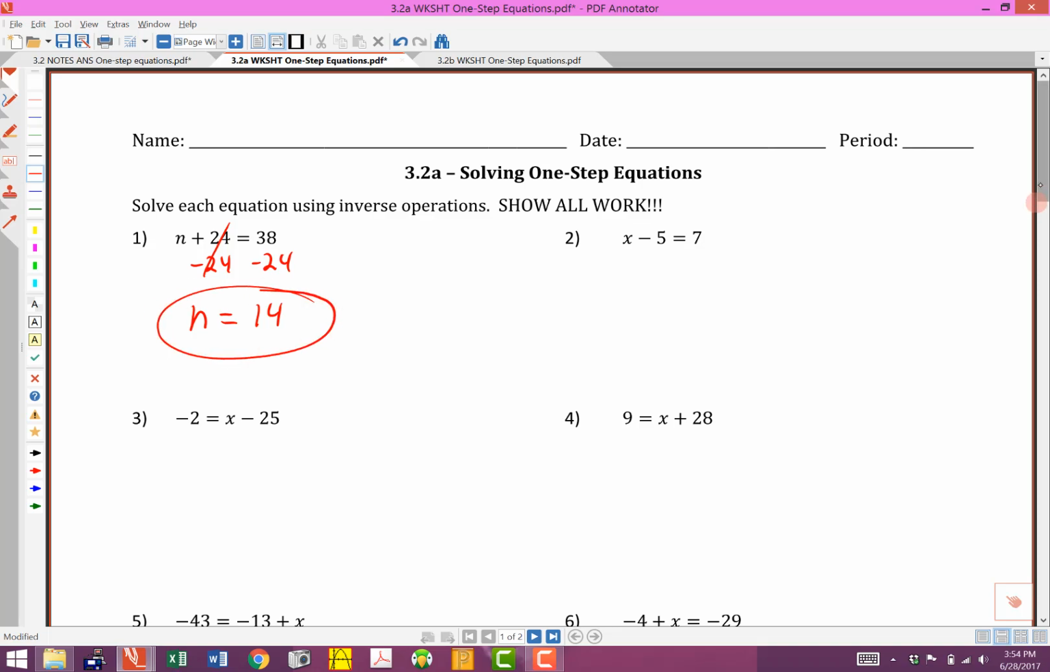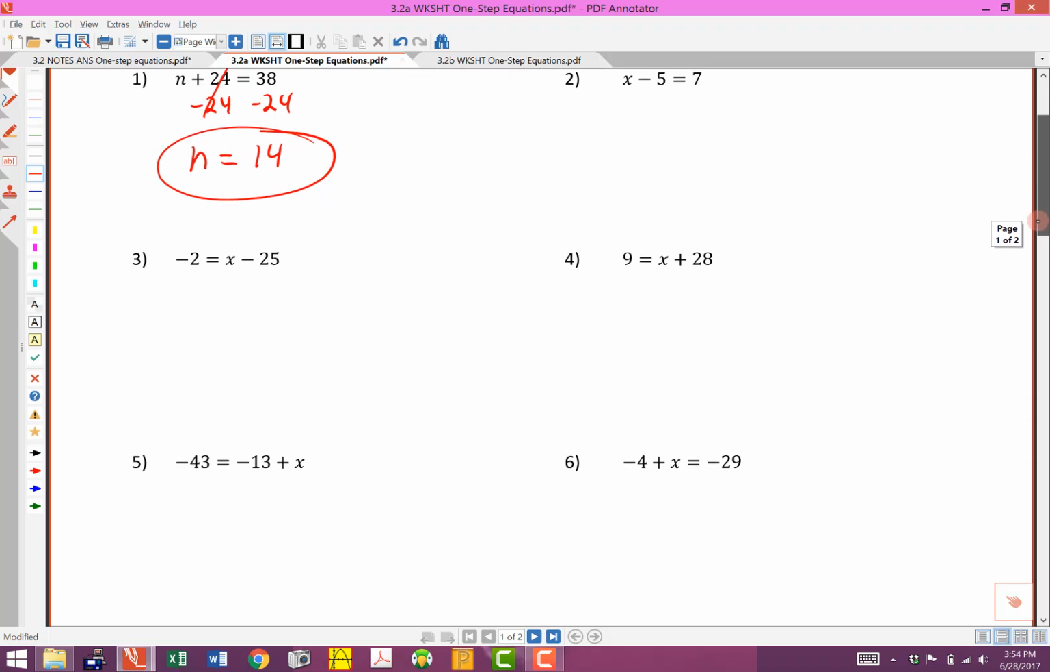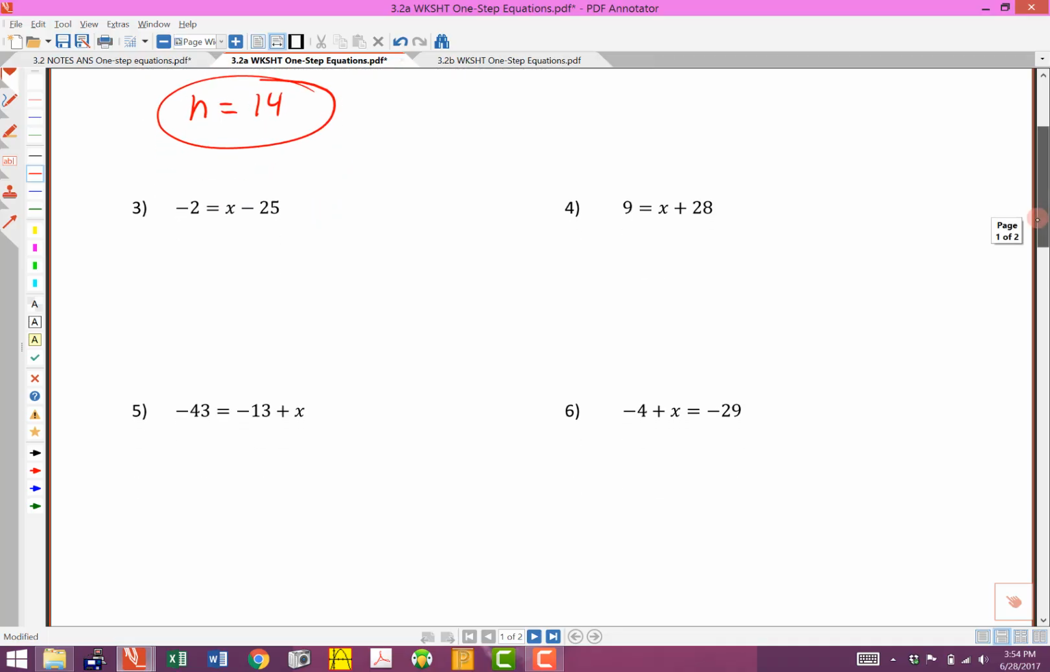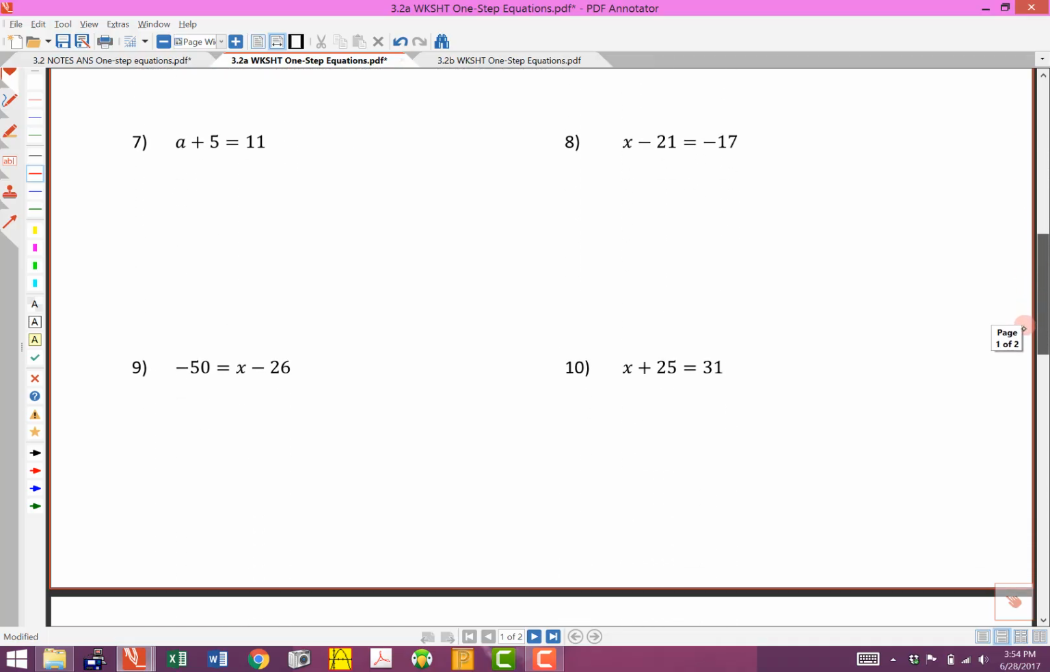And again, if you want to pause these and work ahead, that's fine. So there's the answer on that one. And that's the way I want you to show the work on that. Make sure you're showing all the work there, even if you can think of what the answer is in your head.